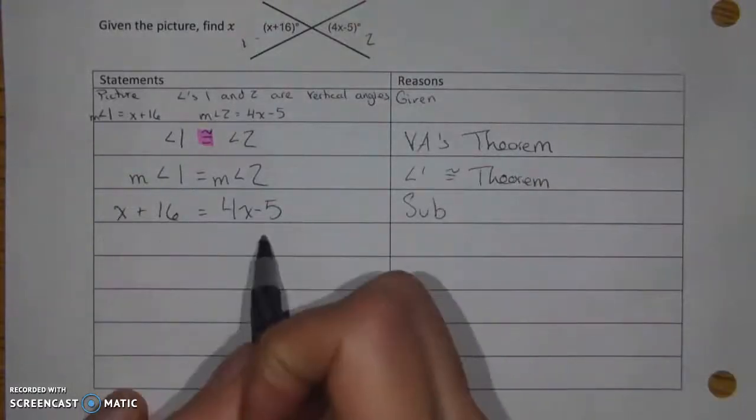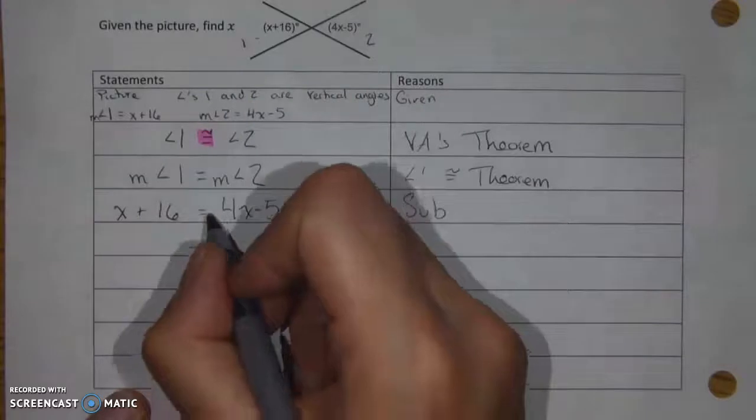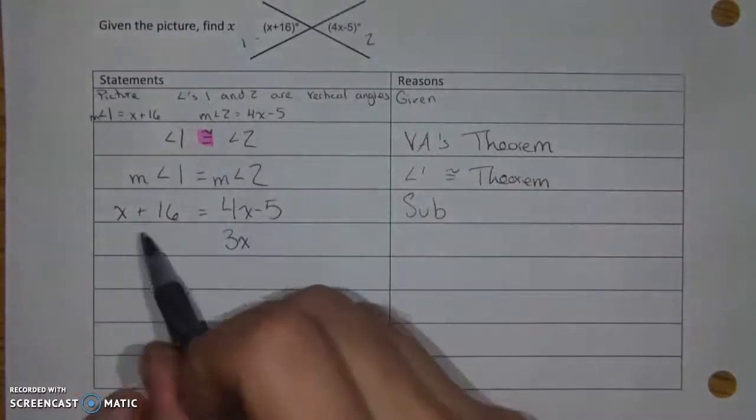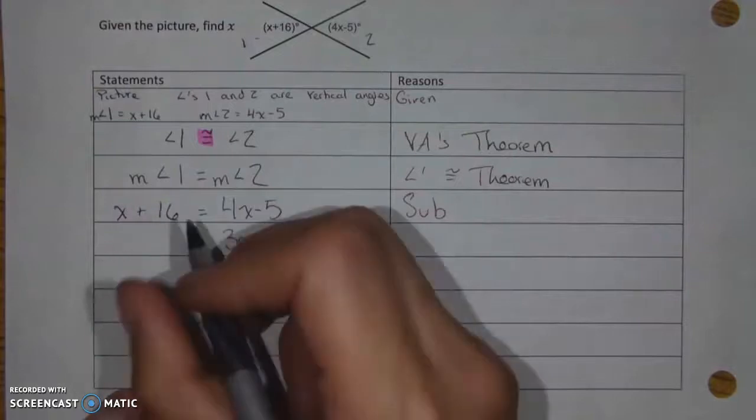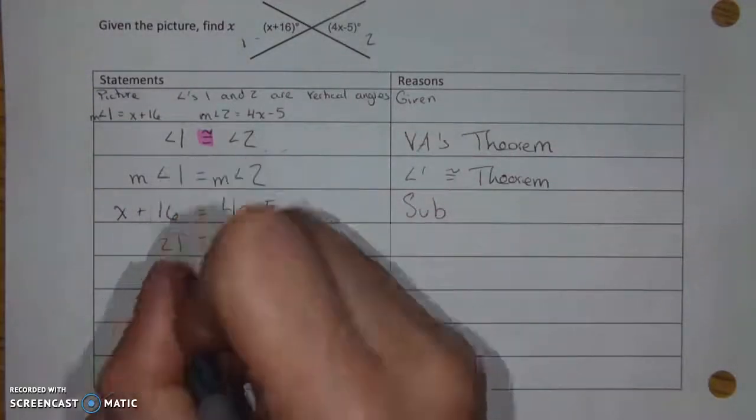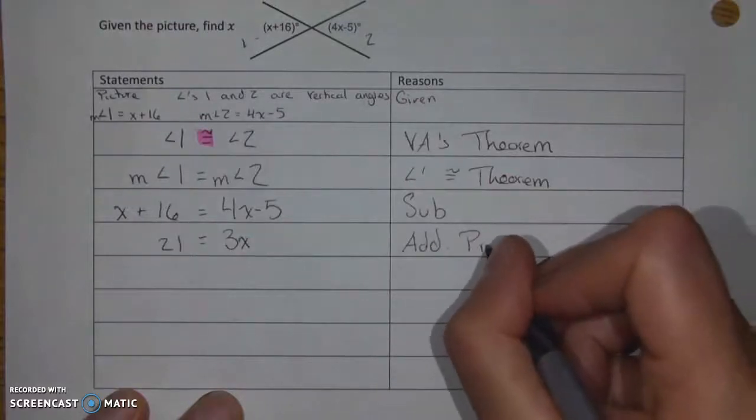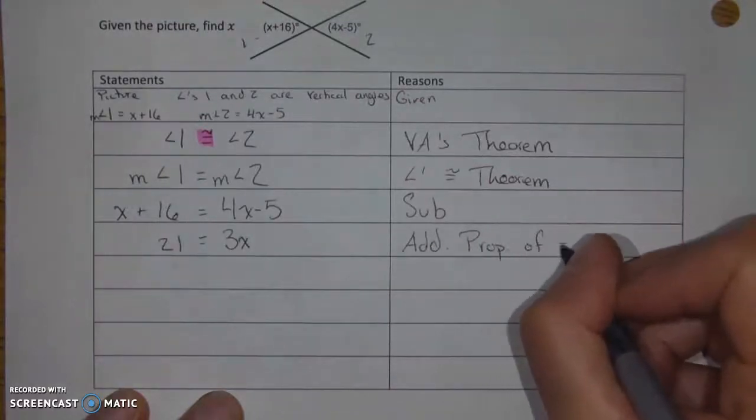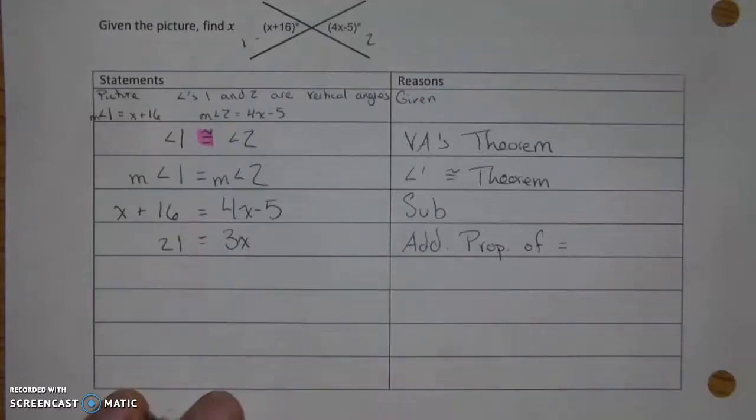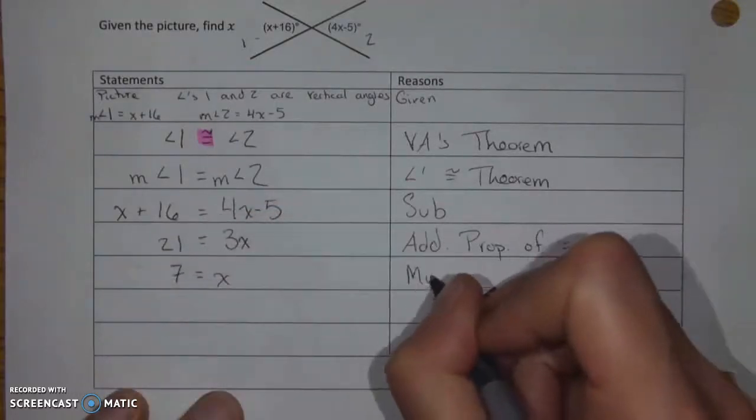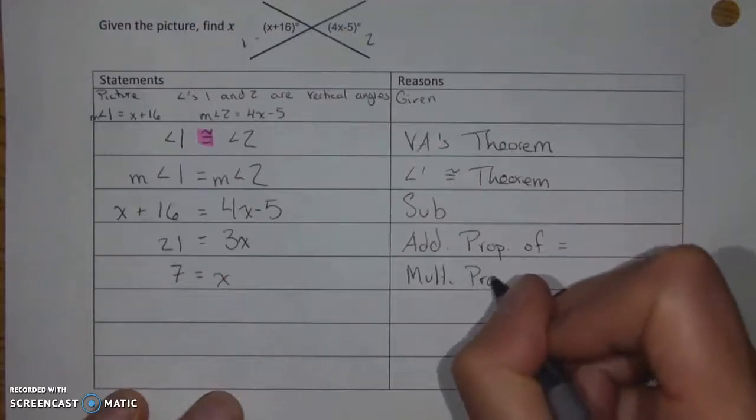Here, I'm in the realm of algebra. Subtract x from both sides, and you get 3x on this side, and while I'm doing my addition and subtraction, I might as well add 5 to both sides to get 21, and that is the addition property of equality. Here, divide both sides by 3, that gives you 7 is equal to x, according to the multiplication property of equality.